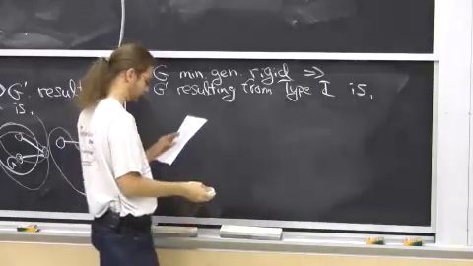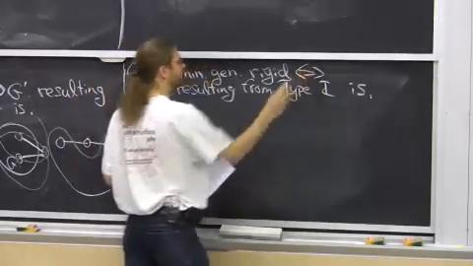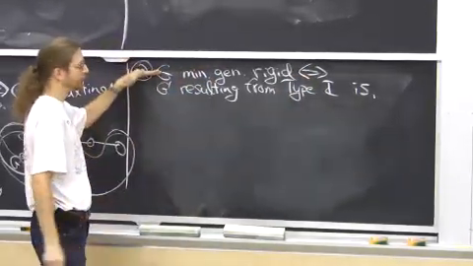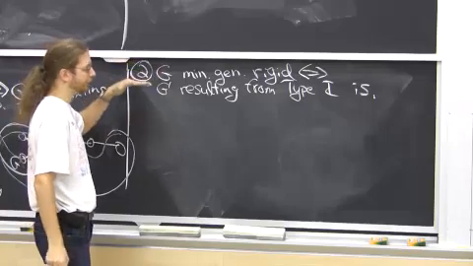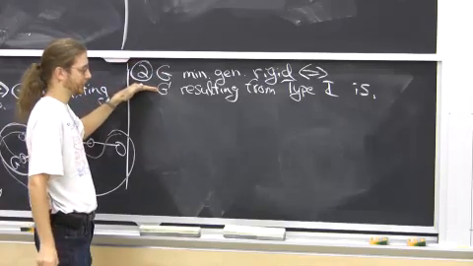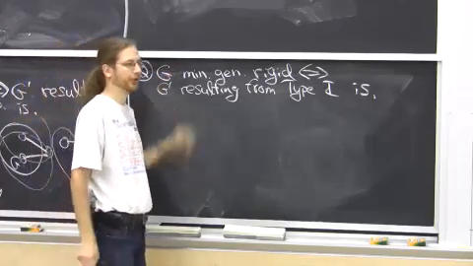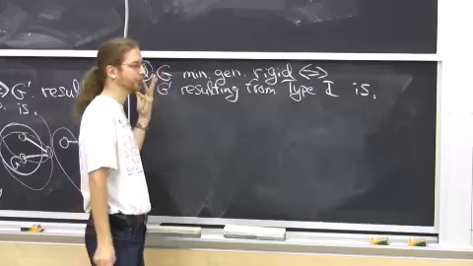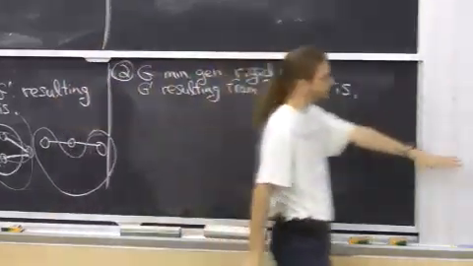And this is also if and only if. If your original graph is minimally generically rigid, then your new graph from a type 1 operation will also be minimally generically rigid, and vice versa. So minimality is also preserved. So this is a super safe operation.